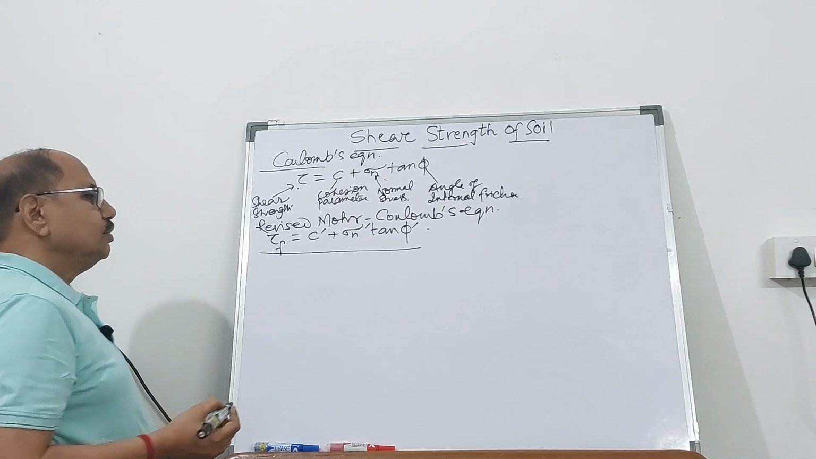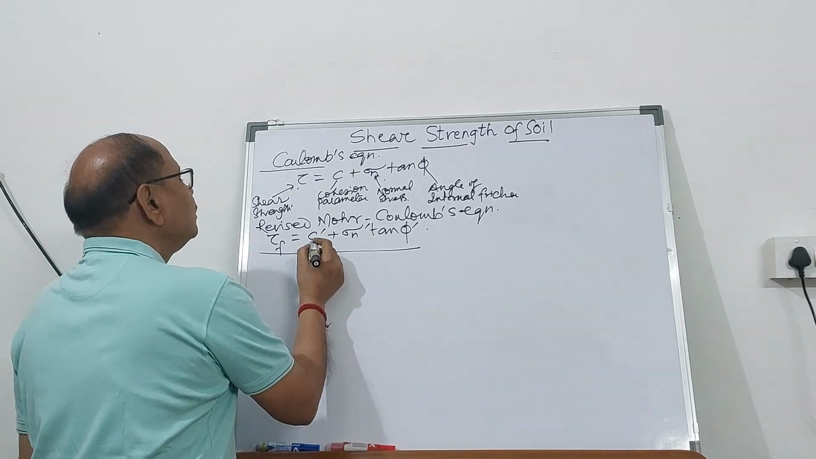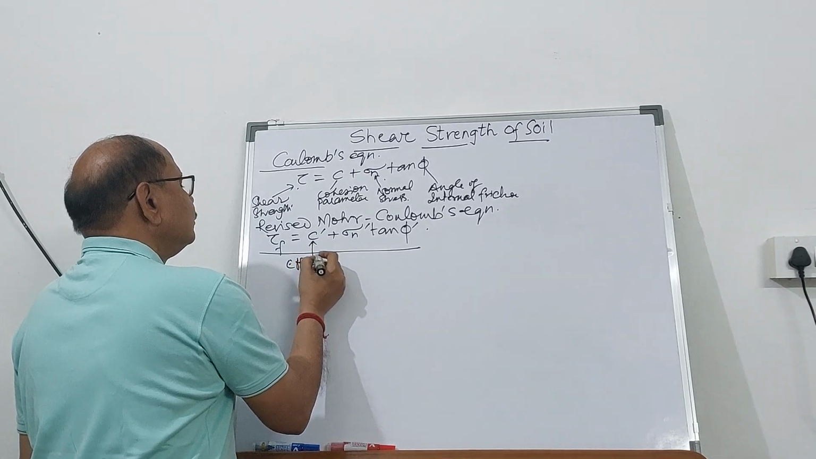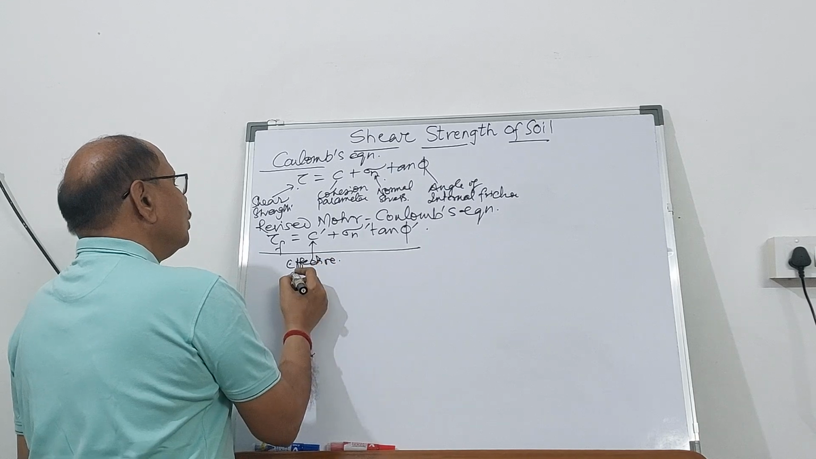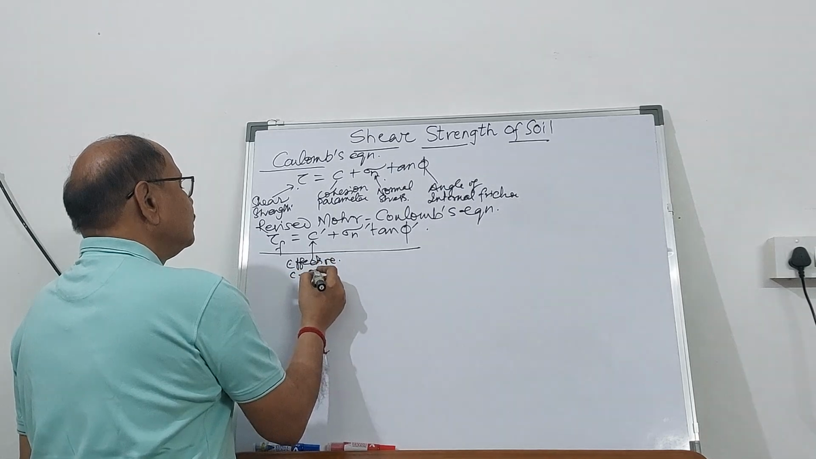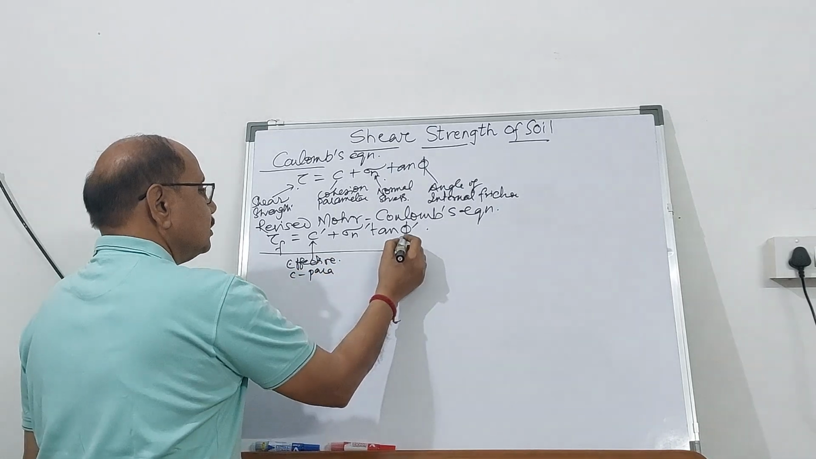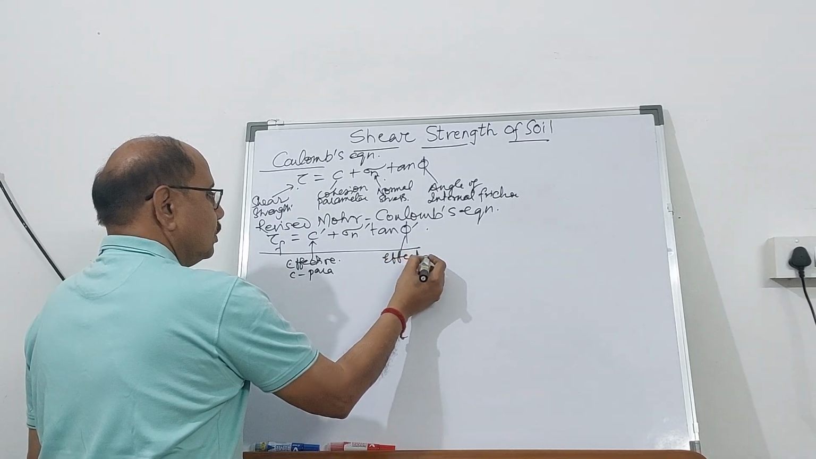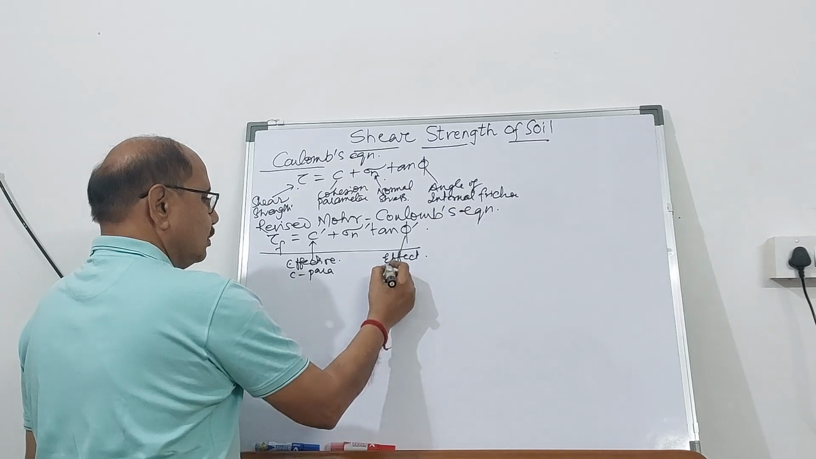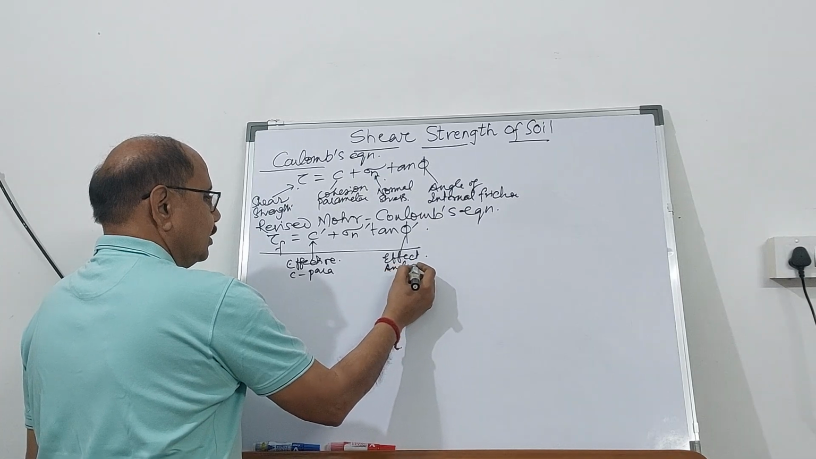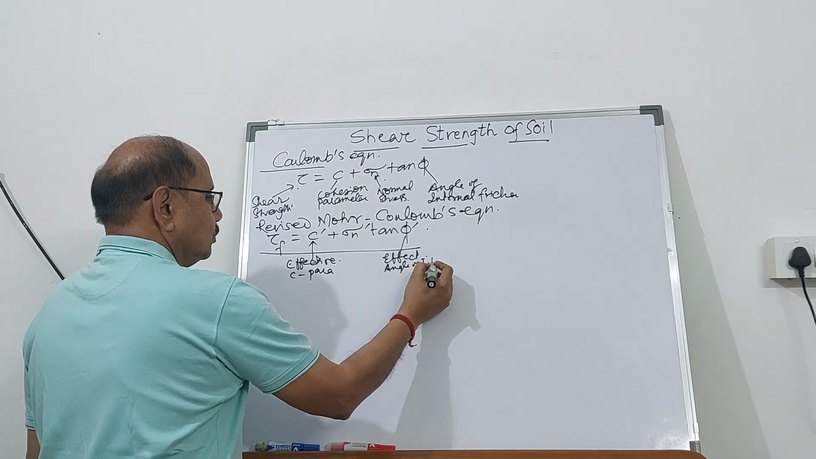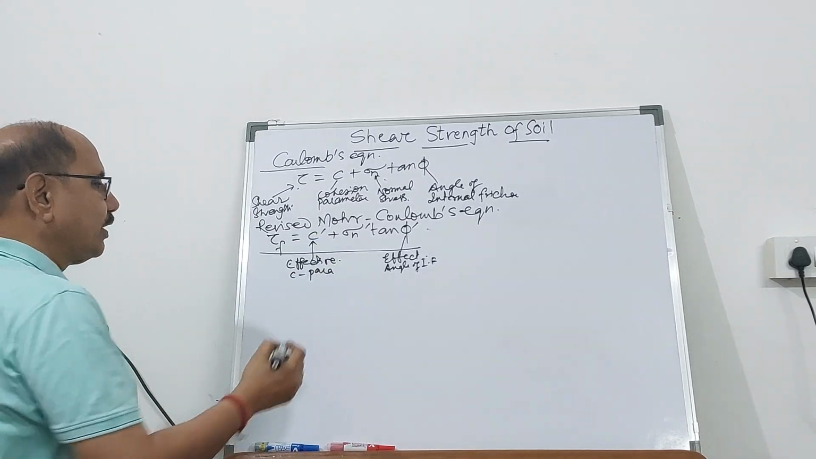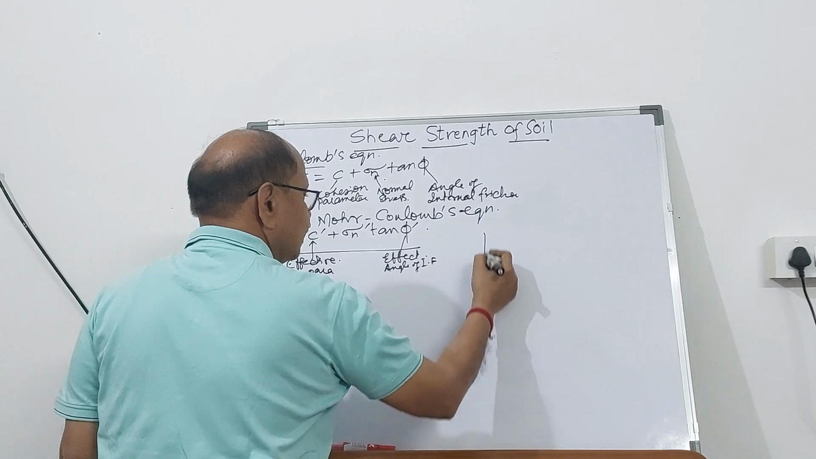So this equation is based on effective parameters. This is called the effective cohesion parameter, and this is called the effective angle of internal friction. So this is the effective normal stress.